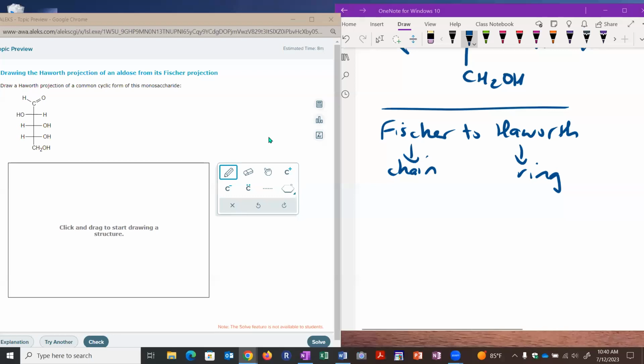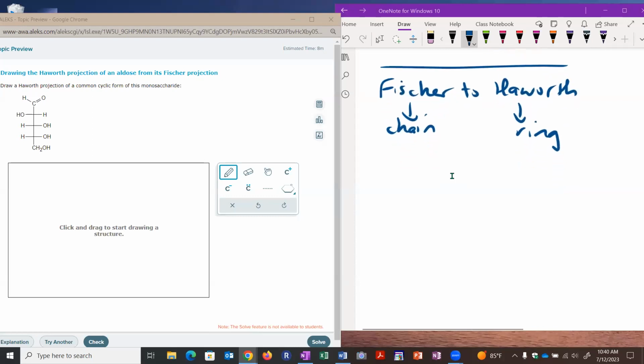In this one, we're going to show how we can convert the Fischer projection, which is the chain, to the Haworth structure, which is the ring structure. Remember, the ring structures are usually the most stable form of our sugars, because having that ring makes it a little bit more unreactive than having an open chain. And remember, stability is sort of an underlying theme through our chemistry.